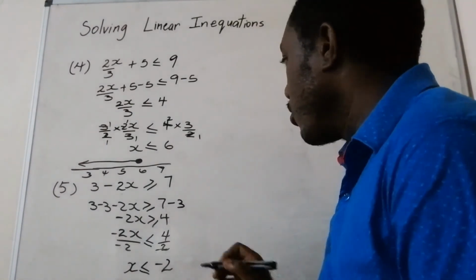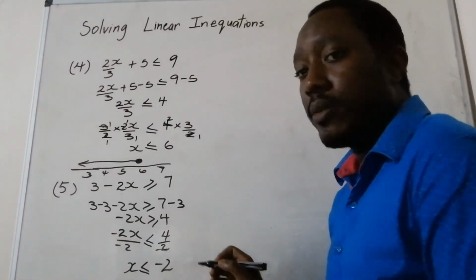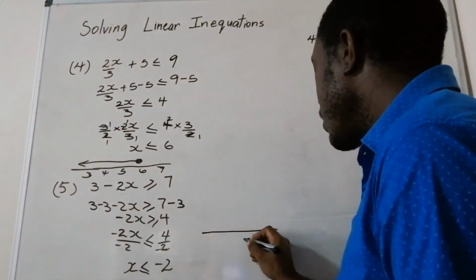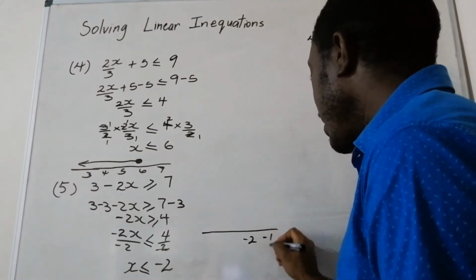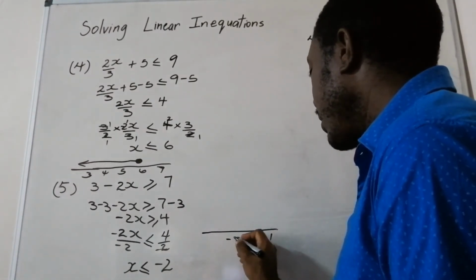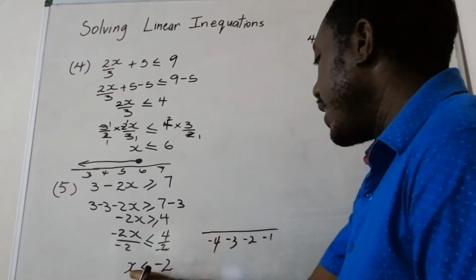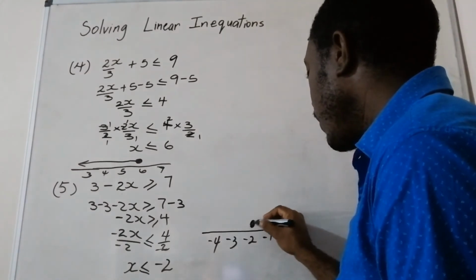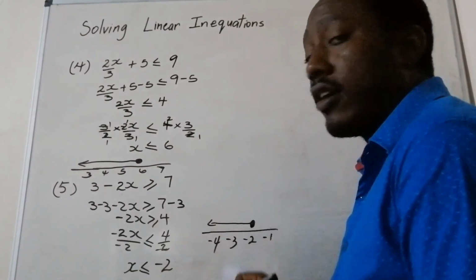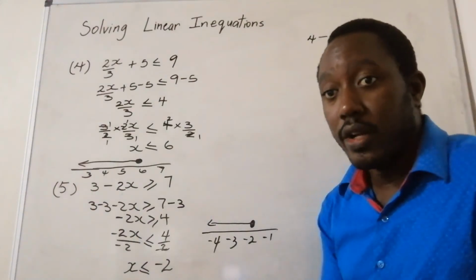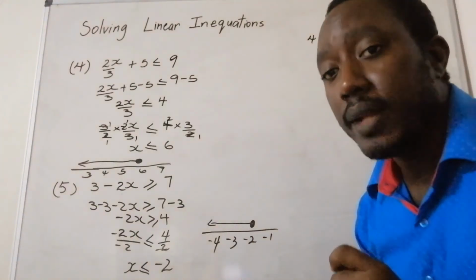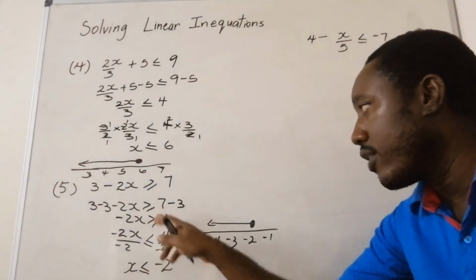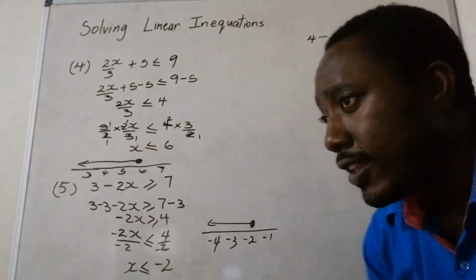Right? So representing this on our number line, we will now have minus 2. This will be minus 1, minus 3, minus 4. x is less than or equal to minus 2. So we color our line as less than. All right? So that is how we work, remembering that once we multiply or divide by a negative, the sign will change direction. The inequality sign will change direction.